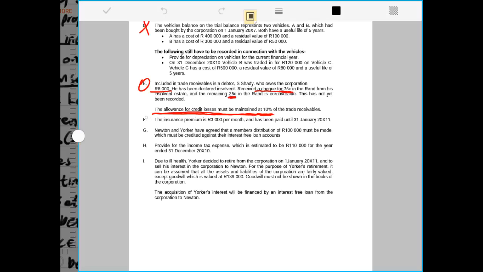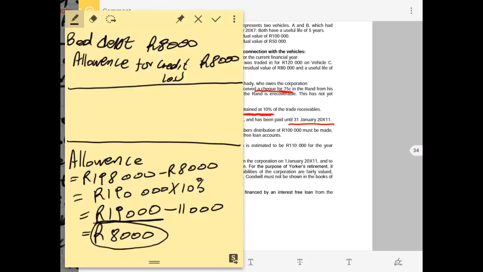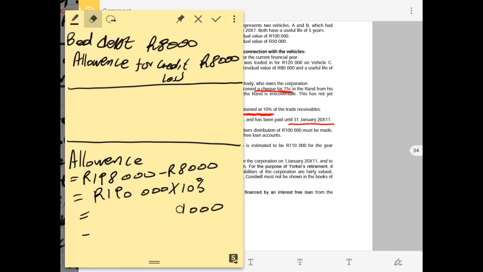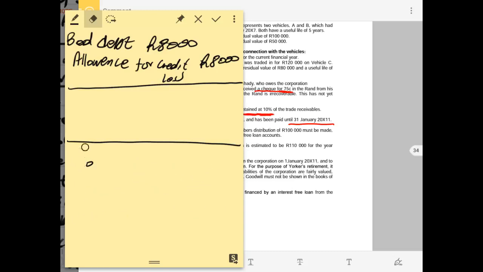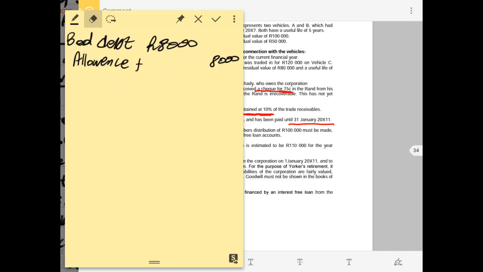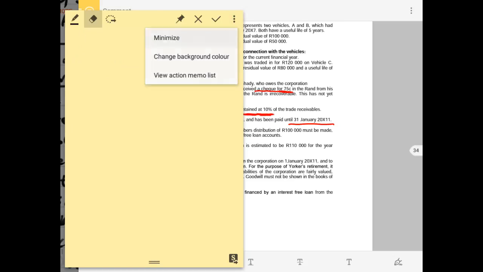Number F tells us that the insurance premium is 3,000 per month and has been paid until 31st of January 2011. So now it means this definitely is a prepaid expense. Whenever there is an adjustment under the notes or under the additional information, please make sure that you always first check in the trial balance if there may be any prepaid expense or any accrued expense regarding the adjustment or the expense that you are dealing with.